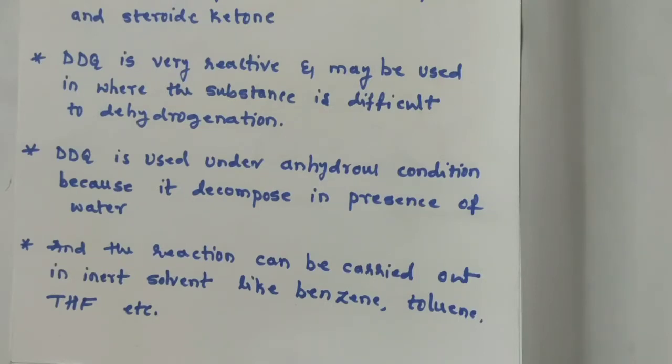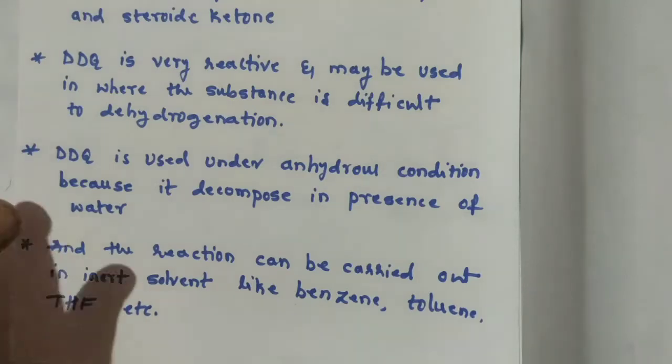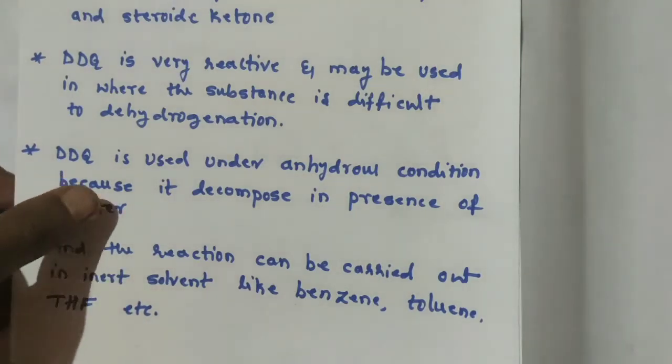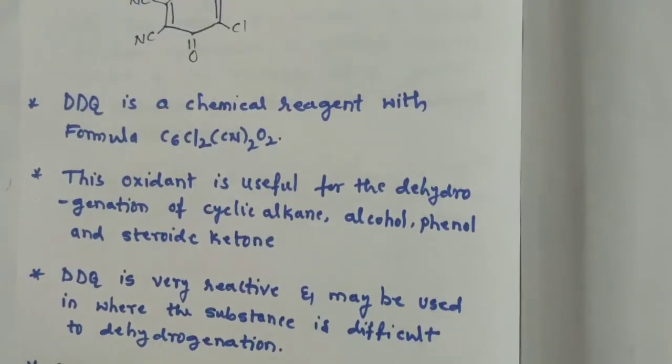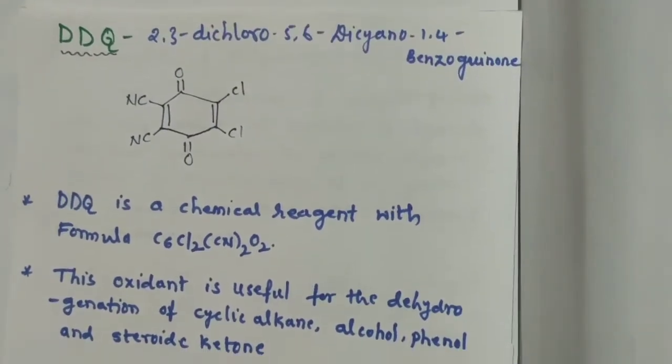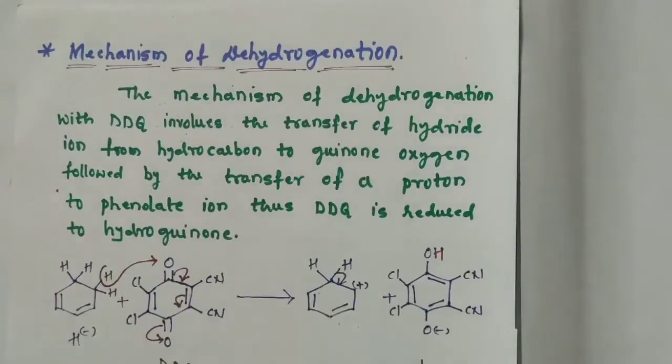The reaction can be carried out in inert solvents like benzene, toluene, THF, that is tetrahydrofuran. Yes, that is a solvent molecule. So these are the properties of the DDQ molecule. The next is the mechanism of dehydrogenation. DDQ is used in the dehydrogenation process, and that mechanism we are going to see now.